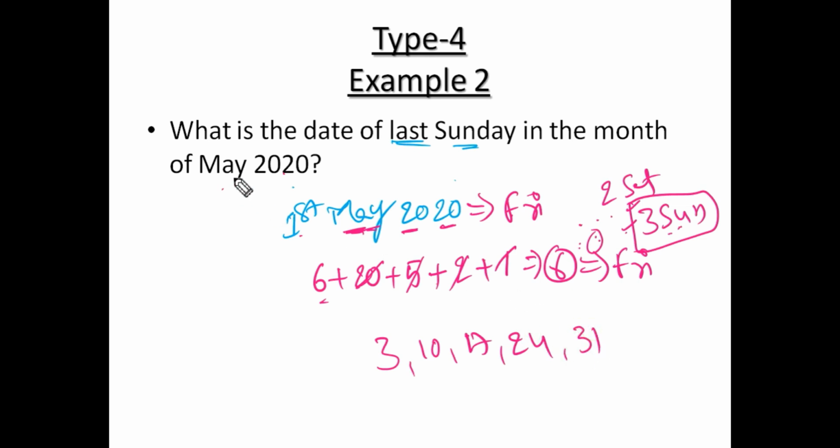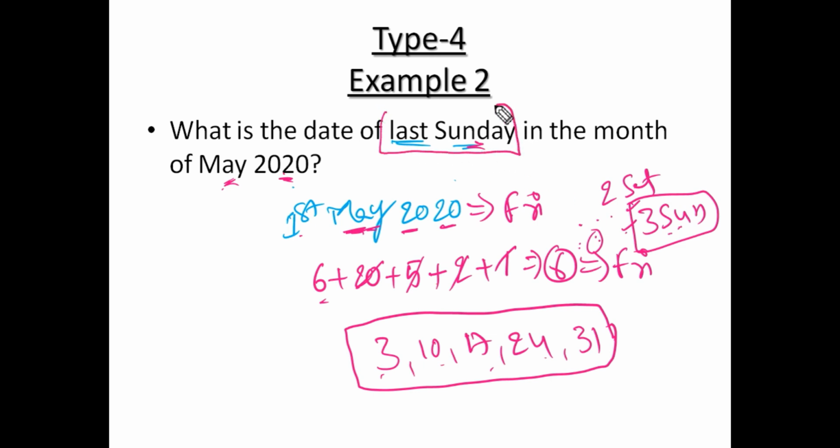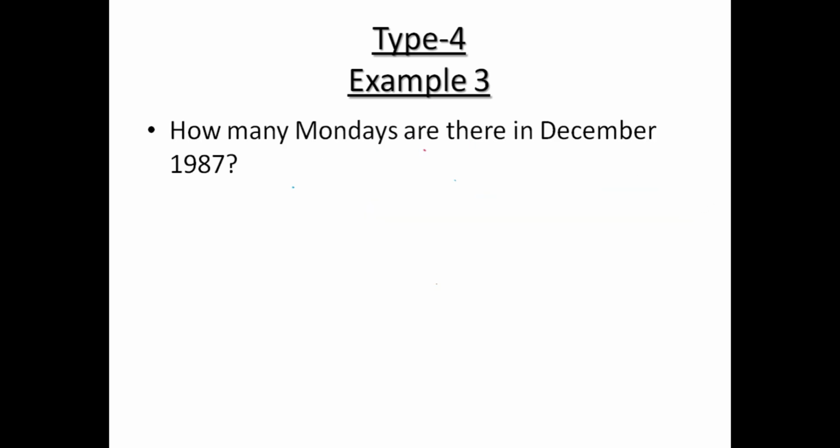Sir, will May consist of 31 days? Yes. So 31 days means the 31st is also there. So how many Sundays are there in May 2020? 1, 2, 3, 4, 5. But here the question is, what is the date of the last Sunday? So the last Sunday is on 31st. The last Sunday is on 31st of May 2020. Right? Yes.